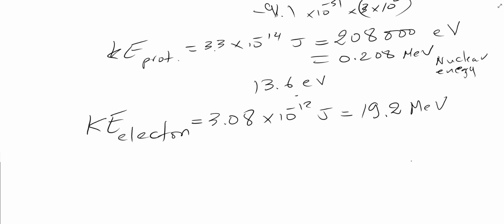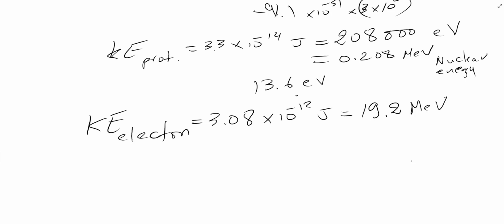If it were to be confined inside the nucleus, versus just 208,000 for the proton, which is confined to the nucleus, which is really the nuclear energy for that. So if the electron were to be confined inside the nucleus, this is how much energy it's going to have. Kinetic energy, that is. Energy of motion.